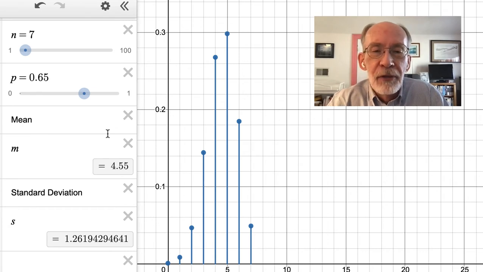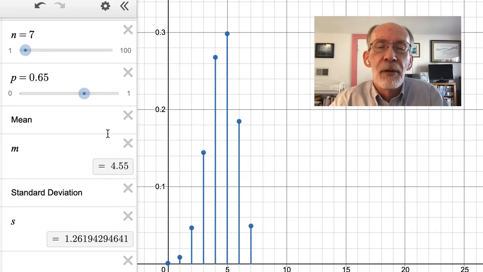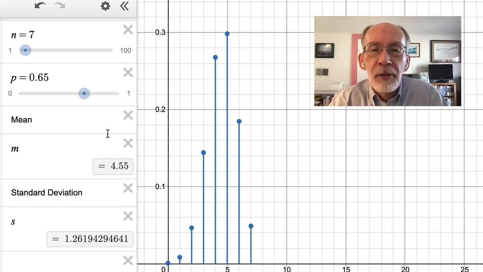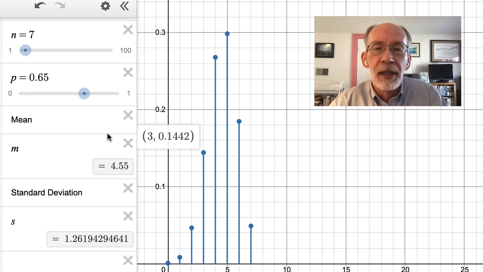And those of you who've seen the first couple of videos know that that comes from a problem that we had involving a free throw shooter. So this is the distribution of probabilities for the numbers of shots from 0 to 7 under that situation. And these are clickable. So if we wanted to know the probability of 3 successes, it's about 0.14 something. If we wanted to know the probability of 6 successes, it's about 0.18 something, and so on.